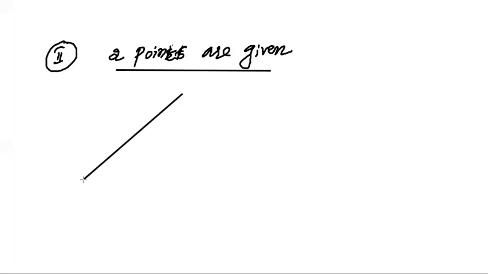Here you have a straight line in 3D. Listen, on that straight line, 2 points are given. The first point is x1, y1, z1. Second point is x2, y2, z2. I need to find the equation of such a straight line in 3D.